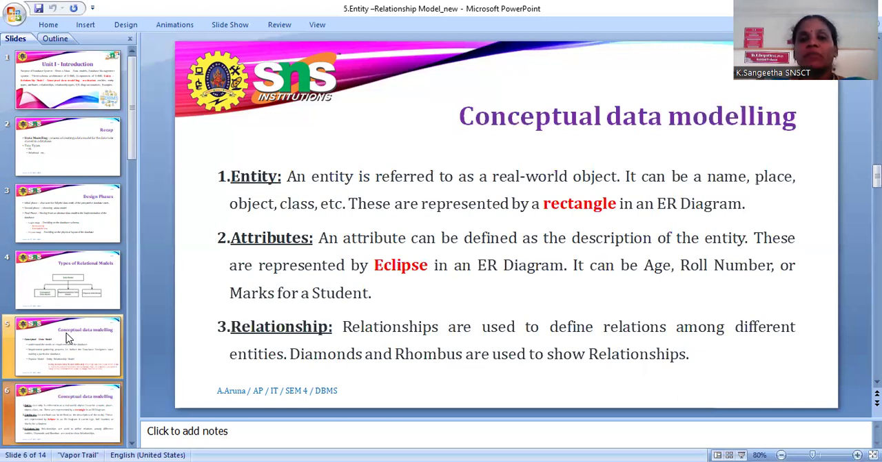In that conceptual data model, there are terms used: entity, attribute, and relationship. An entity is referred to as a real world object, which can be a place, a person, or any object. They are represented by a rectangle box in the ER diagram. Attributes are properties of an entity, represented by an ellipse. If a student is an entity, the roll number or register number, name, mark, department, and subjects are all the attributes of the student database. A relationship is used to define the relation among different entities. Normally relationships are represented by a diamond shape.